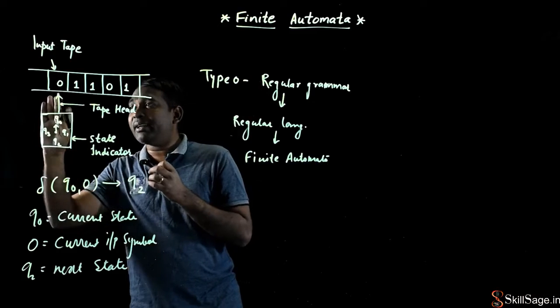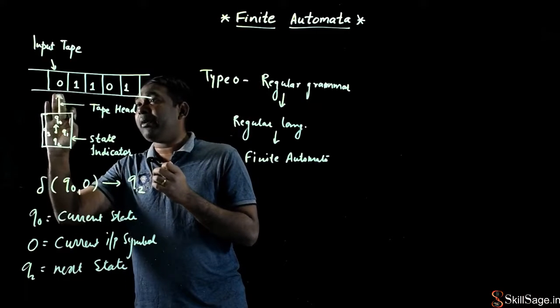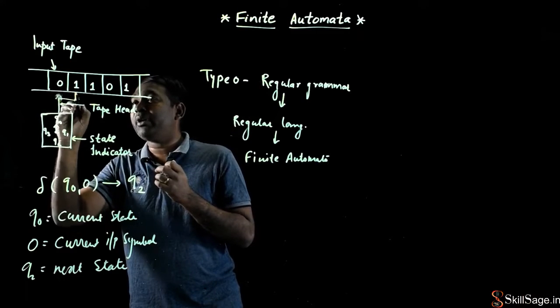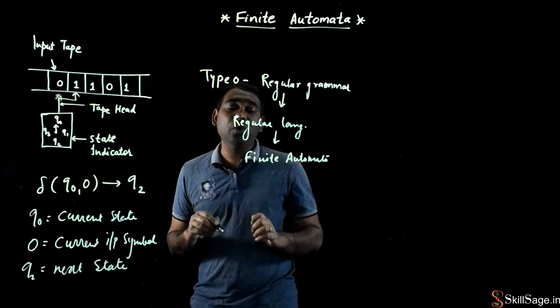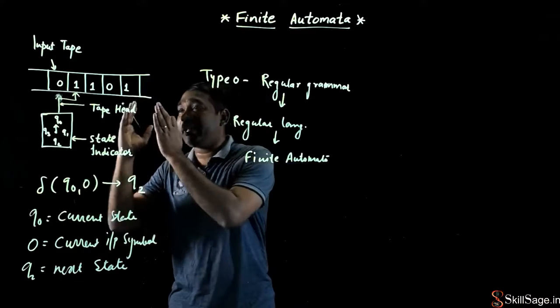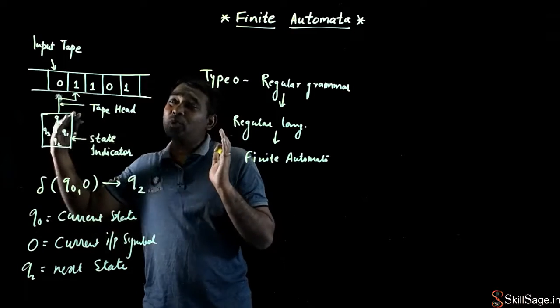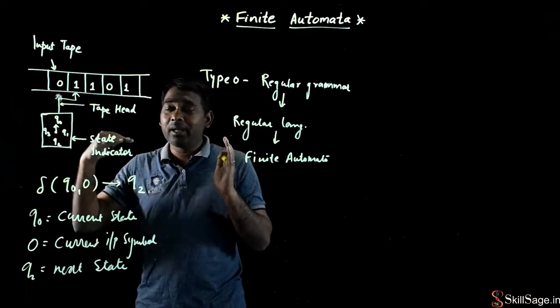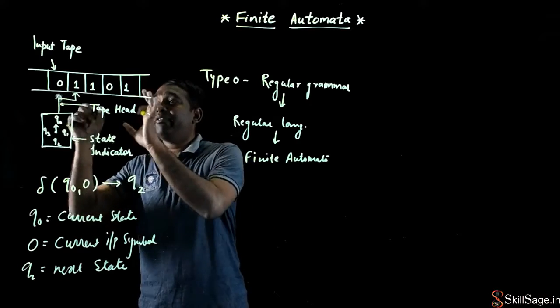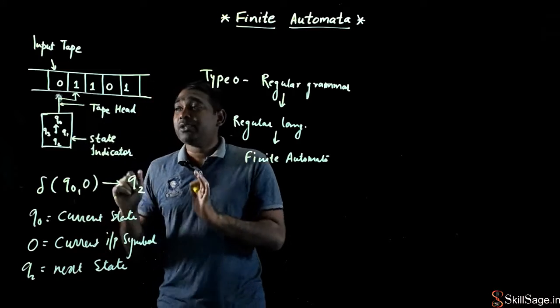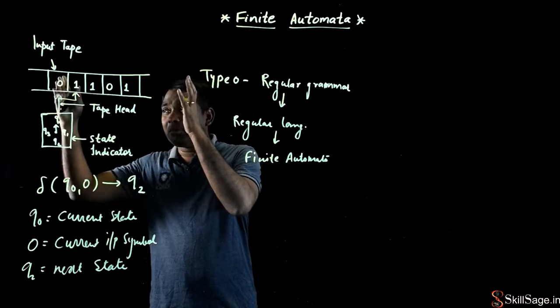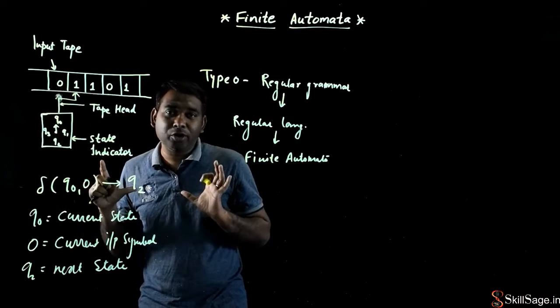And here, after reading the current input symbol 0, my tape head will move towards the right by 1 to read the next character. That means in the finite automata, the tape head movement is always towards the right by 1. So it moves in only one direction, that is from left to right. So this is what my finite automata is. Right. So this is the overall mathematical model of my finite automata.